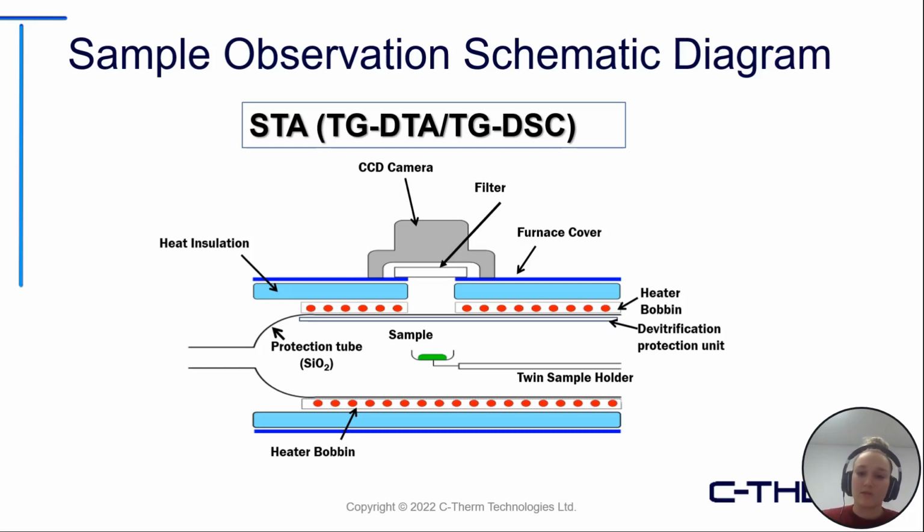As you can imagine, if you're familiar with STA or TGA, you can run the sample through the decomp or the combustion, so there's sometimes off-gassing there. That plate will just prevent the furnace from getting fouled. And you can run this, by the way, in inert gas or air. It's really easy to clean or replace that devitrification plate, so no worries there.